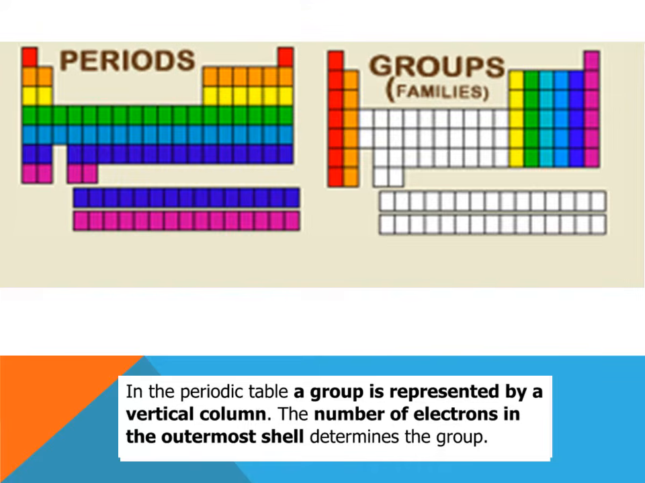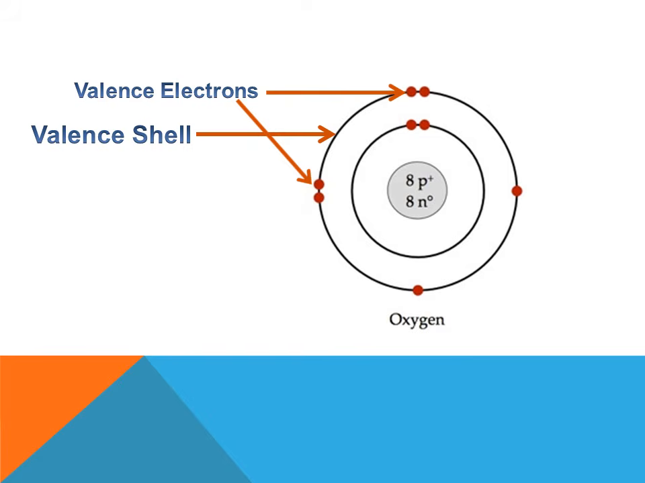When we completed our lab, elements with the same number of valence electrons ended up in the same groups or families. The outermost shell of an atom is called the valence shell, and the electrons that are located on the shell are called valence electrons.